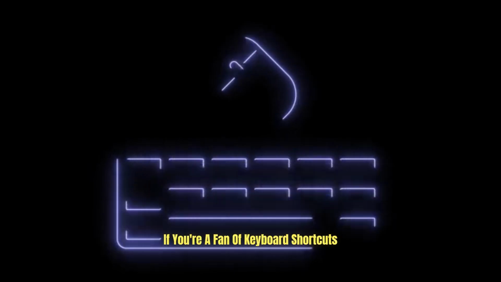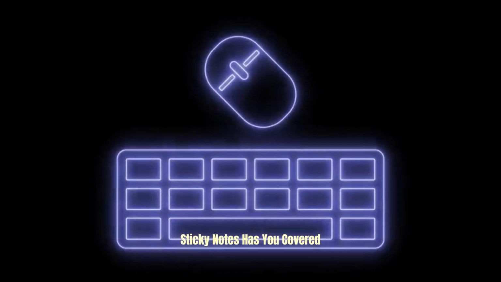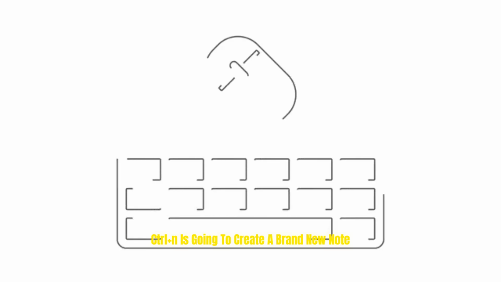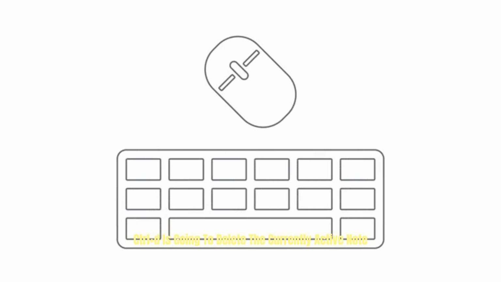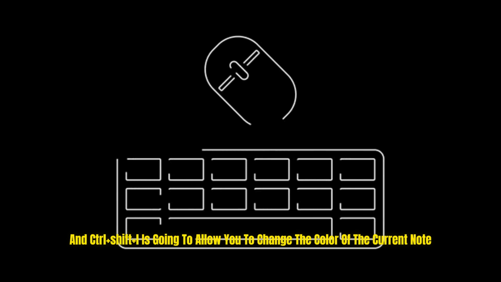Finally, if you're a fan of keyboard shortcuts, Sticky Notes has you covered. Here are all of the default ones. Ctrl plus N is going to create a brand new note. Ctrl-D is going to delete the currently active note. And Ctrl plus Shift plus L is going to allow you to change the color of the current note.